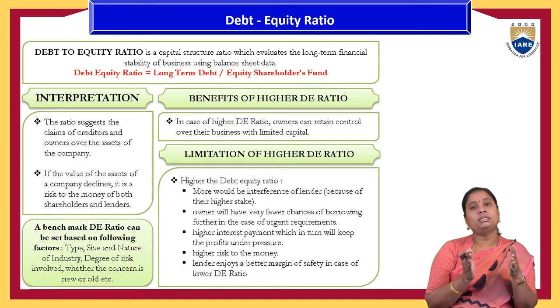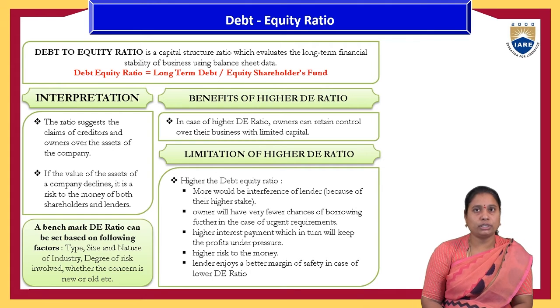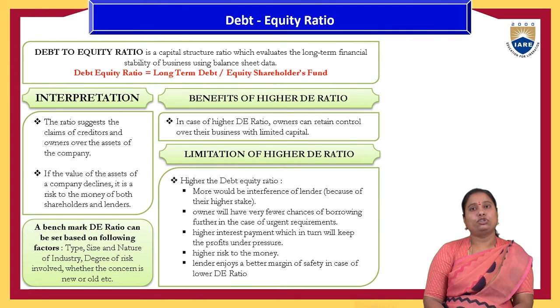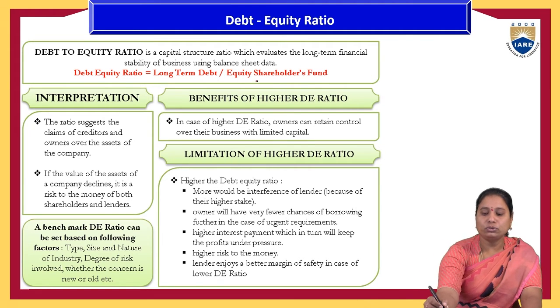The proportion between the risky funds and the non-risky funds is called the debt equity ratio, which gives the ratio between the long-term debts and the equity shareholders' funds. It is always based on the market conditions of the business organization. Here the benchmark of this debt equity ratio is 2:1.